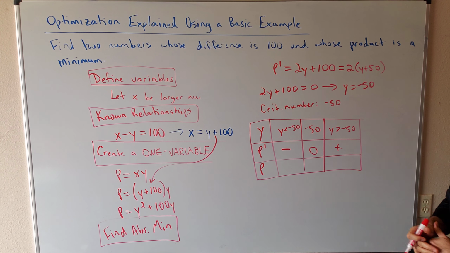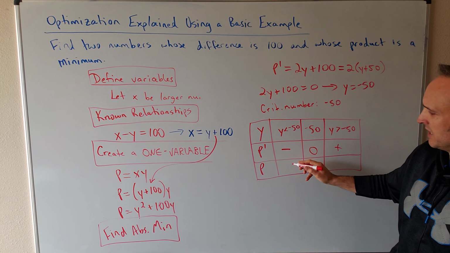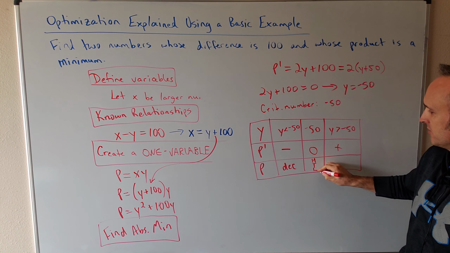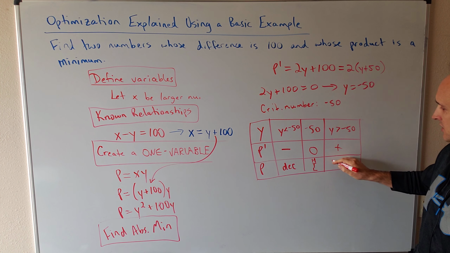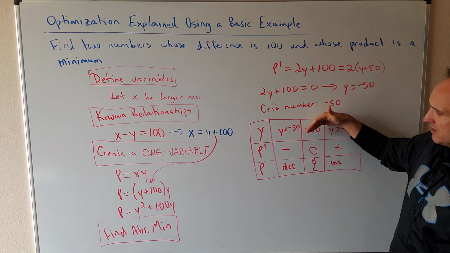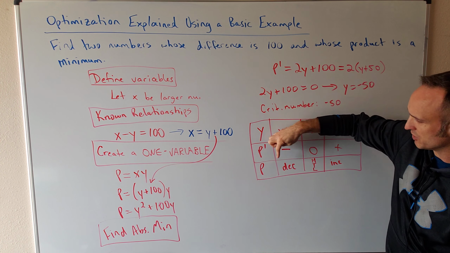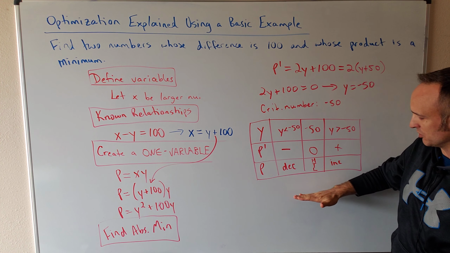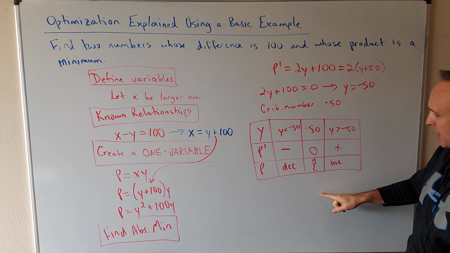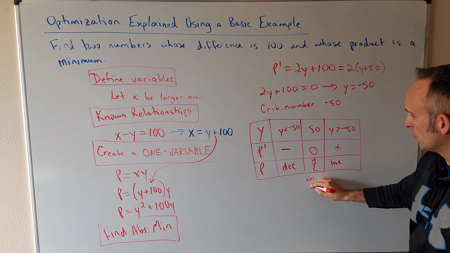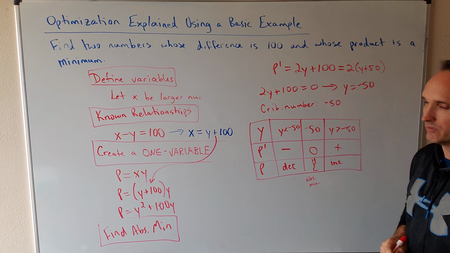And then maybe those signs are much easier to determine. And now what does this tell us about p? Well, if p prime is negative, we know that p is decreasing. If p prime is 0, we know we have a horizontal tangent line. And if p prime is positive, we know that p is increasing. So what this is telling us is that from negative infinity to negative 50, the function is decreasing. And at negative 50, it has a horizontal tangent line. And then after negative 50 to positive infinity, it's increasing. So we have an absolute minimum right here at y equals negative 50.